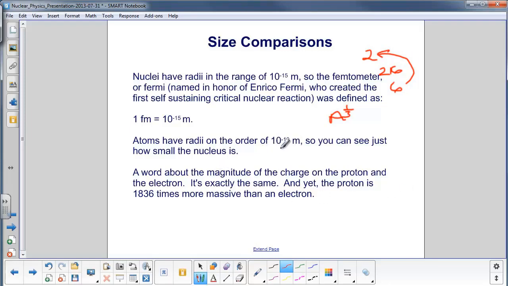Now, atoms have radii on the order of 10 to the minus 10th meters, 5 orders of magnitude larger. So you can see how tiny the nucleus really is. However, as small as a nucleus is, and how large the individual protons and neutrons are, the cool thing, again, is the charge on a proton is exactly the same as an electron. And yet the proton is 1,836 times more massive than an electron, yet the charge is the same.